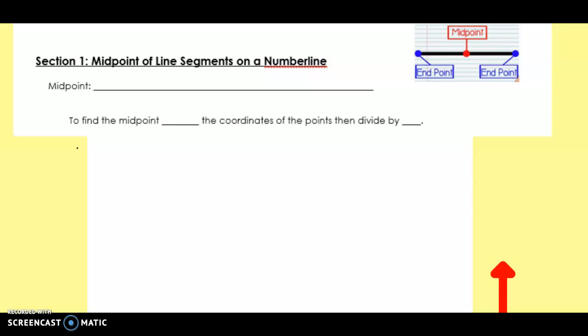Brief review. Midpoint. We're talking about the middle. And to find that midpoint, we are going to add the coordinates of the points and then divide by 2. So we're going to add, and then we're going to divide by 2. So again, we're looking at adding the entire distance and then chopping it in half to find the midpoint. All right, so let's take a look at some examples of what I mean.